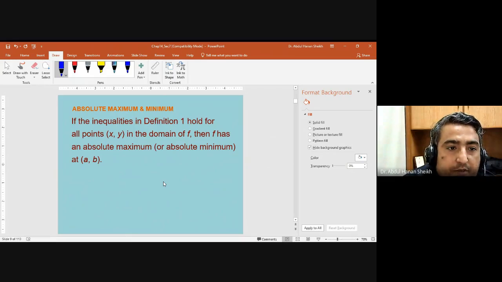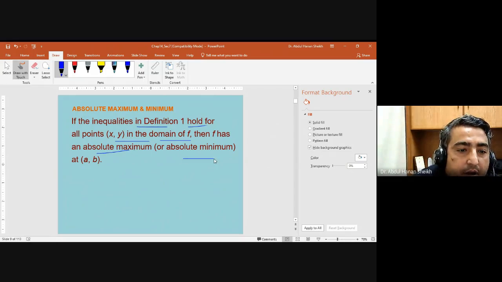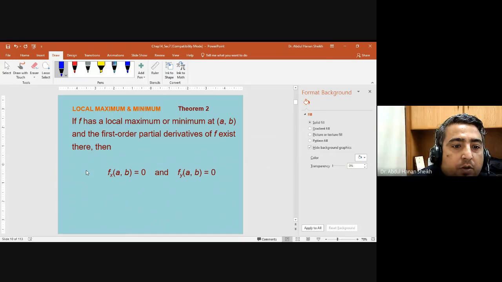Now the definition of absolute minimum and maximum. If the inequalities in the previous definition for maximum and minimum hold for all points in the domain, not only in the neighborhood or a certain small domain, but in the complete domain, then that will be an absolute maximum or minimum, right? And that particular point.